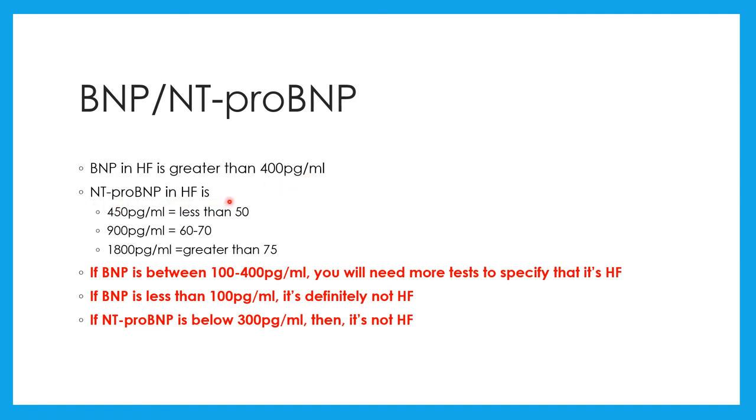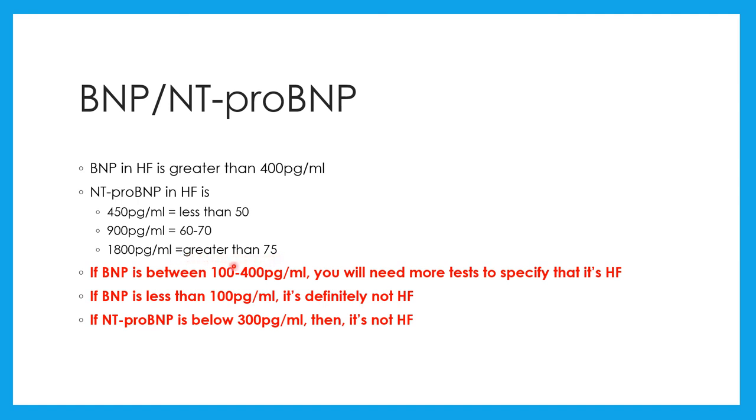NT-proBNP in heart failure will take a different shape. You will see NT-proBNP 450 picogram per ml in anyone less than 50 years old before you can say this is heart failure. And the same NT-proBNP must be 900 pg per ml in anyone 60 to 70 years old before you can say you are dealing with heart failure. And it should be 1800 pg, that is picogram per ml, in anyone greater than 75 years before you can call it heart failure.